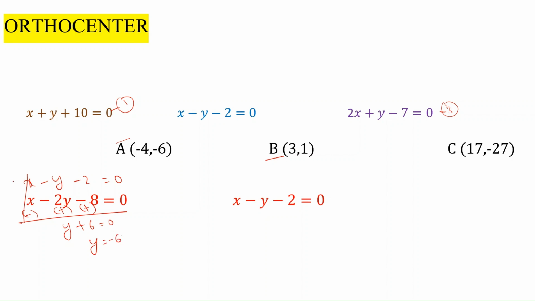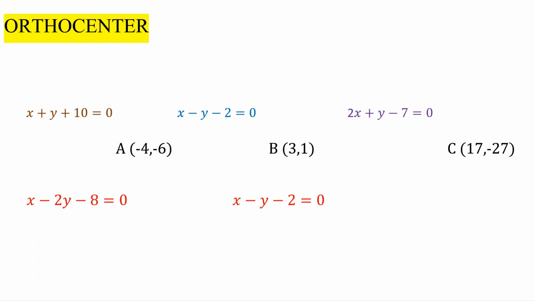Now substitute y equal to minus 6 in the first equation. We'll have x minus of minus 6 minus 2 equal to 0. Then minus of minus is plus 6, and 6 minus 2 is 4. So x plus 4 is equal to 0, which means x is equal to minus 4. We have got the coordinates of the orthocenter to be minus 4 comma minus 6.